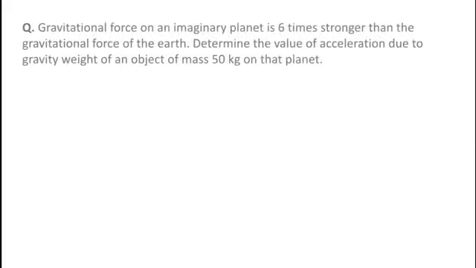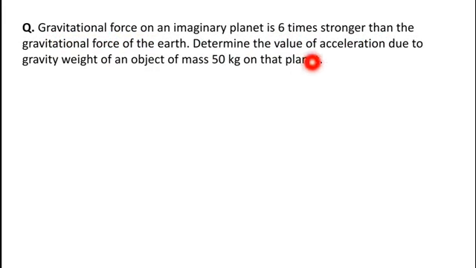Now let us solve some problems. Here we have the first problem. Gravitational force on an imaginary planet is 6 times stronger than the gravitational force of the earth. Determine the value of acceleration due to gravity and the weight of an object of mass 50 kg on that planet. So here in this problem it is given that there is an imaginary planet such that the gravitational force on that planet is 6 times stronger than the gravitational force of the earth. Then using this information we have to find the value of acceleration due to gravity on that planet and also the weight of the object of mass 50 kg.